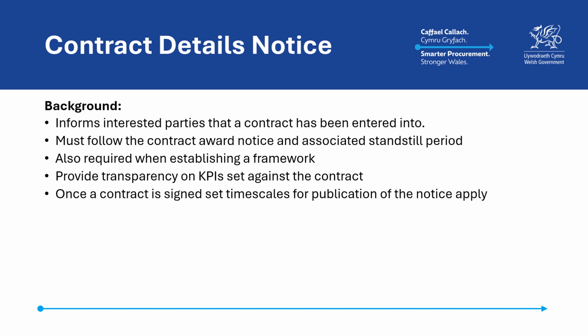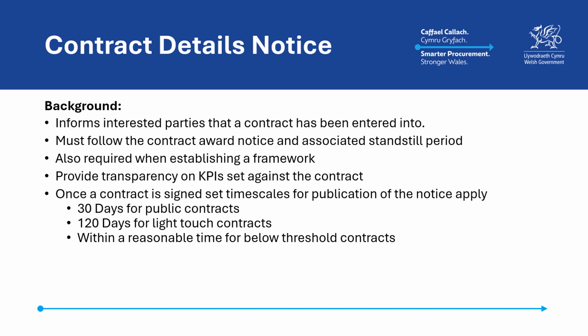Once a contract is signed, set timescales for publication of the notice apply. For a public contract, which is a contract with a value above the threshold amount for the type of contract, the notice must be published within 30 days of the contract being signed. For light touch contracts, the notice must be published within 120 days of the contract being signed. And for notifiable below threshold contracts, the legislation states that this notice must be published as soon as reasonably practicable, though no fixed timescale is given.